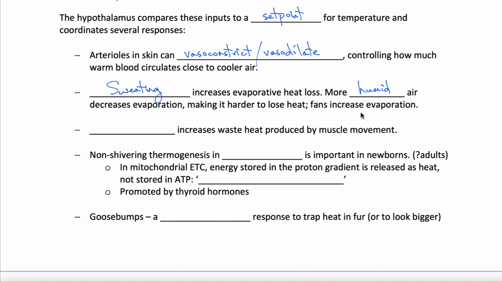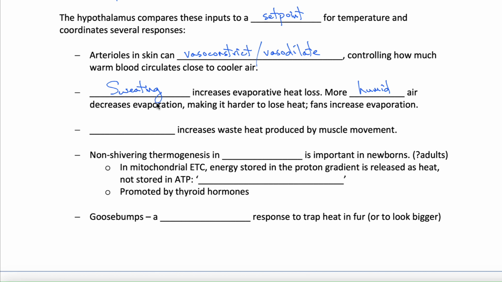Conversely, fans increase evaporation. Once we sweat, we make the air immediately around our skin actually quite humid because it contains our evaporated sweat. And so that makes it harder to continue to evaporate sweat. Fans blow that humid air away and replace it with drier air that we can continue to evaporate our sweat into. And in that way, fans increase our ability to lose heat by sweating, and they make us cooler.